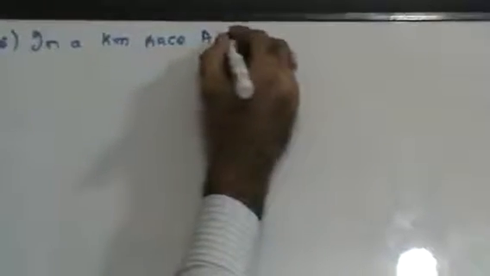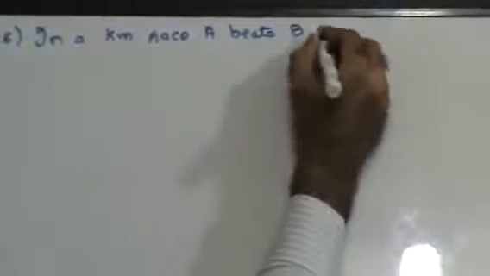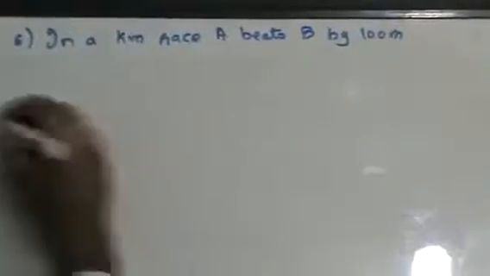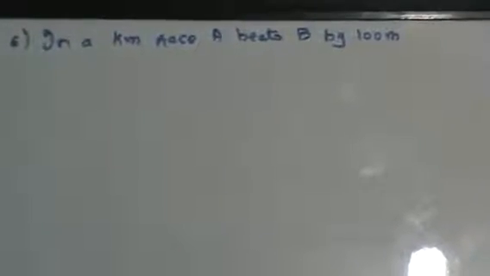Let's see another sum. In a kilometer race, A beats B by 100 meters and B beats C by 150 meters. I think we've done this sum with the same numbers already. Okay, let's change the sum. We've already done this sum in the previous lecture.